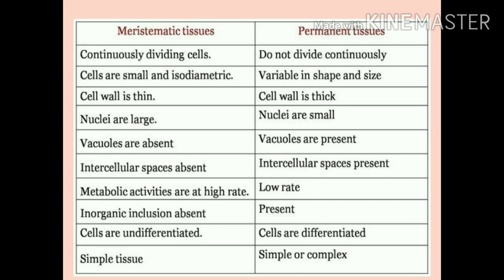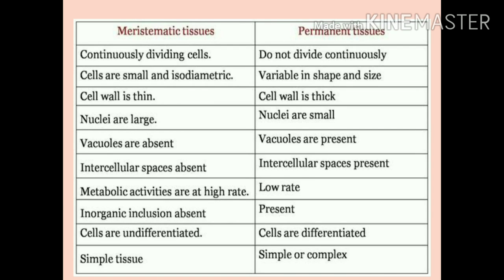What are the differences between meristematic cells and permanent cells? Meristematic cells continuously divide, whereas permanent cells cannot divide continuously. Meristematic cells are small and isodiametric. Permanent cells are variable in shape and size. The cell wall is thin in meristematic tissue and thick in permanent tissue.